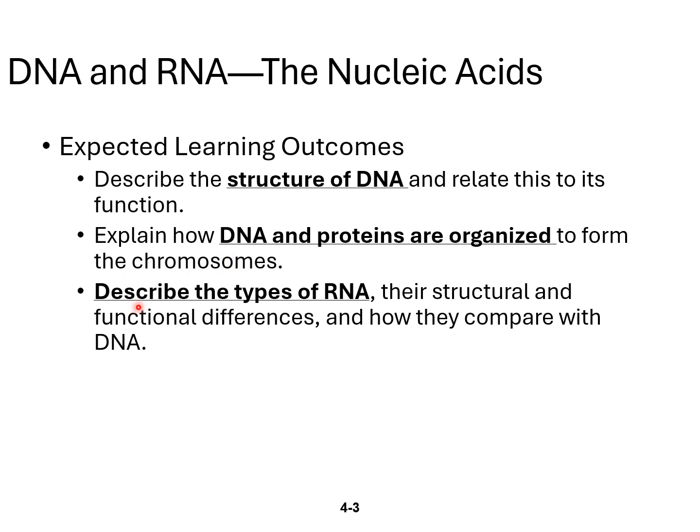Then we're going to describe the types of RNA when we talk about RNA. Messenger RNA, ribosomal RNA, transfer RNA. These are all specific things that help RNA finish the job of DNA and the genes to make a protein.